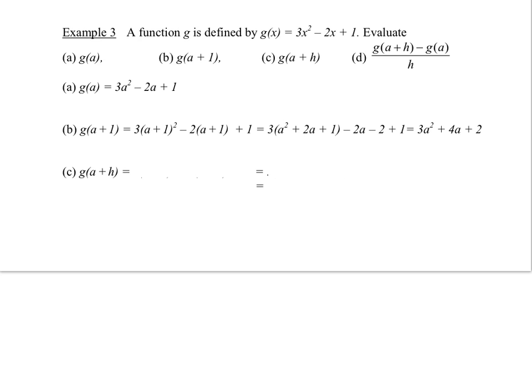And then in part C, we've got to replace the x with a plus h. So again, just replace the x with a plus h in brackets. Simplifying that is going to give us this long, complex looking thing, but then we can simplify that a little bit to get this expression here. Not particularly nice, but that's the simplified form of it.